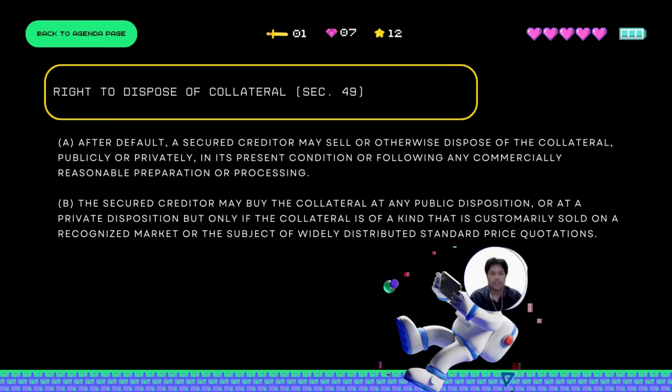Section 49. Right to dispose of collateral. Paragraph A states that after default, a secured creditor may sell or otherwise dispose of the collateral publicly or privately in its present condition or following any commercially reasonable preparation or processing. Paragraph B states that the secured creditor may buy the collateral at any public disposition or at a private disposition, but only if the collateral is of a kind that is customarily sold on a recognized market or is the subject of widely distributed standard price quotations.